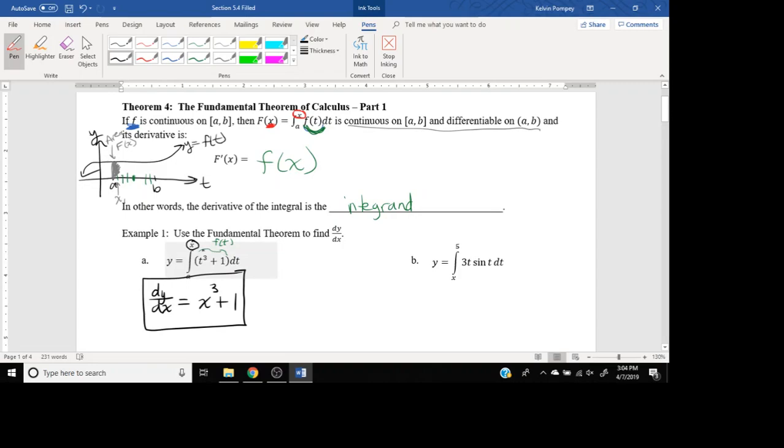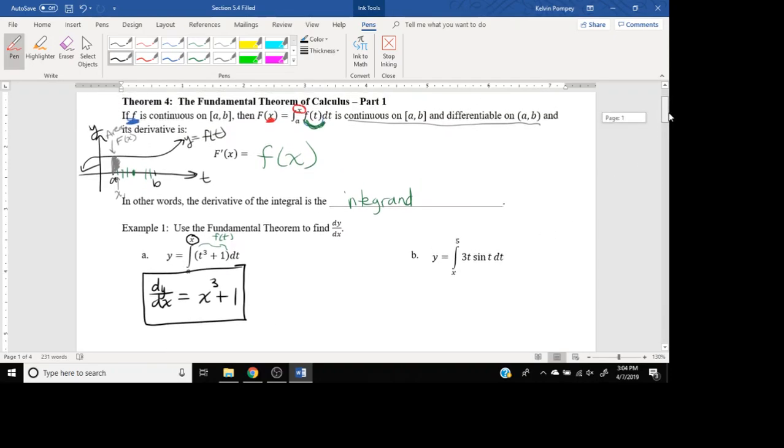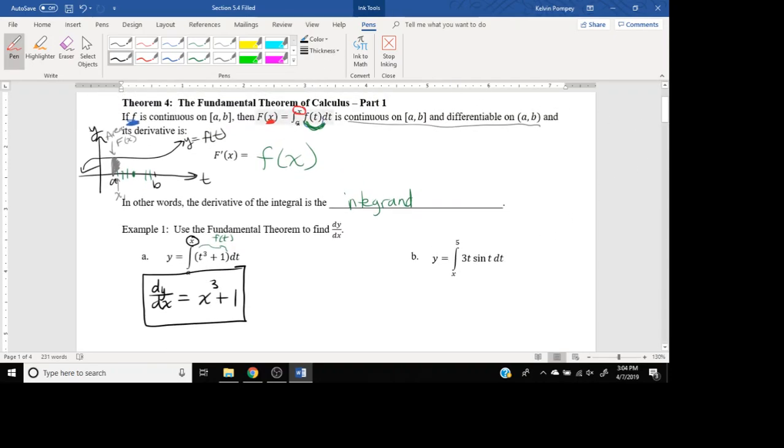And this follows straight from the fundamental theorem. Okay, the derivative, since this is a definite integral from a to x, if I want to know the derivative of this y with respect to x, I evaluate my integrand at x. Let's go to part B here. Here I have y equals the integral from x to 5 of 3t times the sine of t dt. All right. Now, this is different from my fundamental theorem because the theorem has the integral from a to x, so some constant value on the lower limit, and this is my variable x.